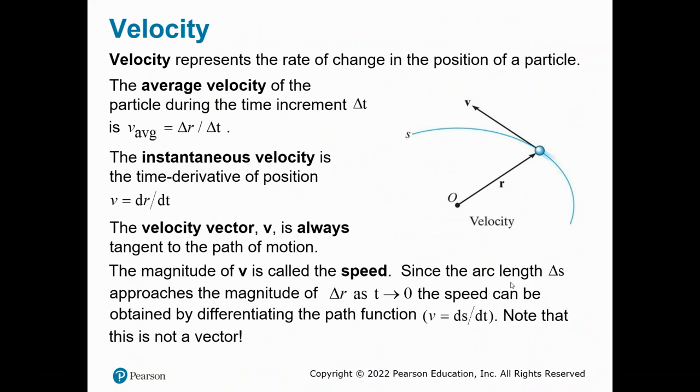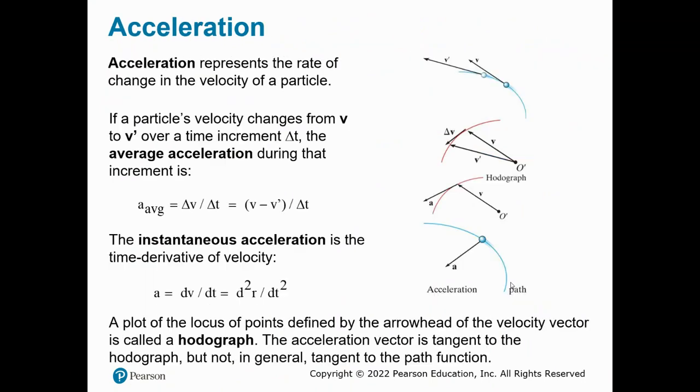The arc length delta s approaches the magnitude of delta r as t approaches zero. So when the time interval is really, really small, the arc length delta s will be about the same as delta r. The speed can be obtained by differentiating the path function: v equals ds/dt. Note that this is not a vector.